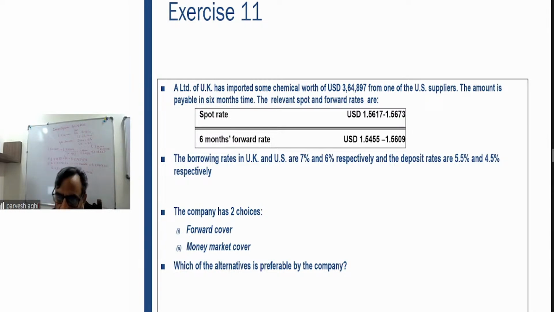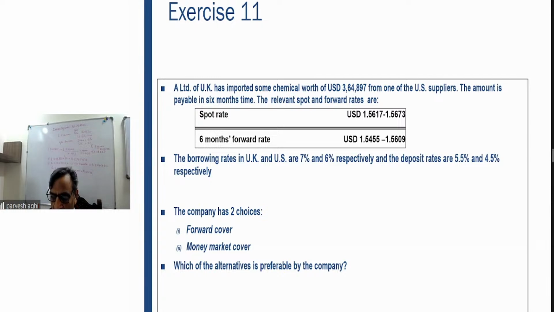Okay. Now come back to this exercise, the new one. Suppose there's a company called A Limited of UK. It has imported chemicals worth 3,64,897. The amount is payable in 6 months, so this amount needs to be paid after 6 months. The spot rate is given, the 6 months forward rate is given. The borrowing rates in UK and US are given.